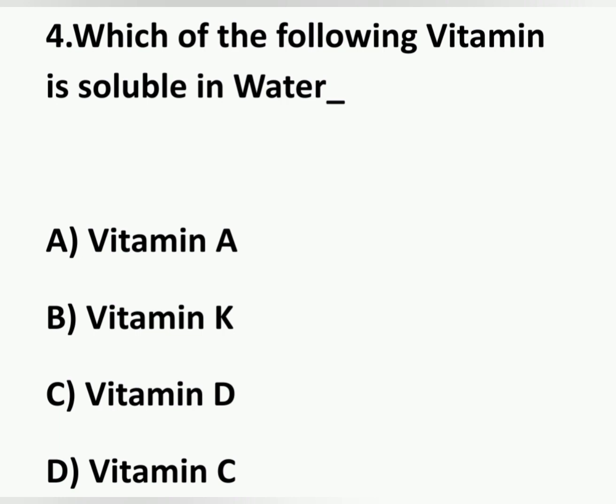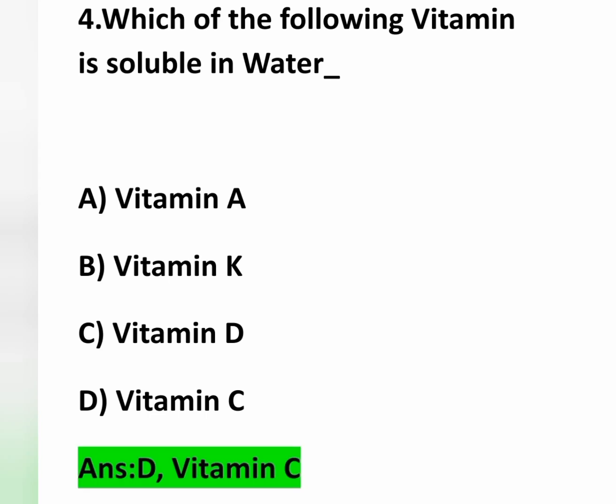The next question, which of the following vitamins is soluble in water? Options are: option A vitamin A, option B vitamin K, option C vitamin D, and option D vitamin C. Water soluble vitamin. Correct answer is option D vitamin C. A, D, E, K are all fat soluble vitamins. Vitamin C is water soluble.